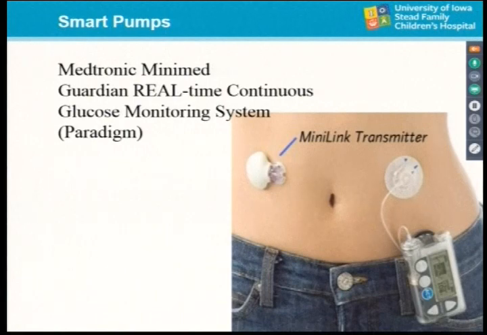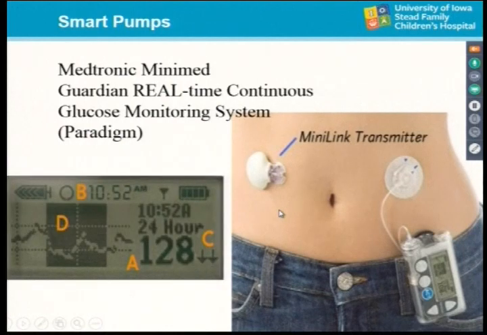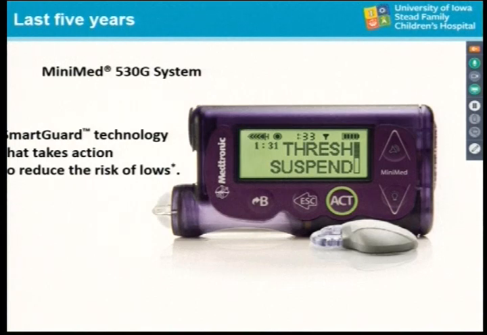This is the real-time continuous sensor, the Paradigm model, which feeds back to the pump, and will turn the pump off if it's set at a certain level. And that's called threshold suspend. So that's now available in the MiniMed 530 system.